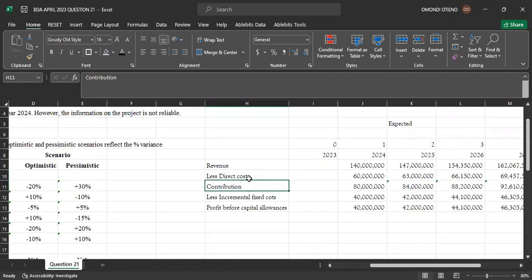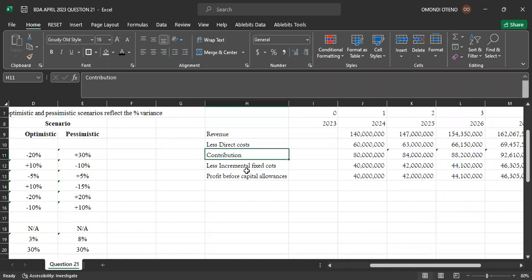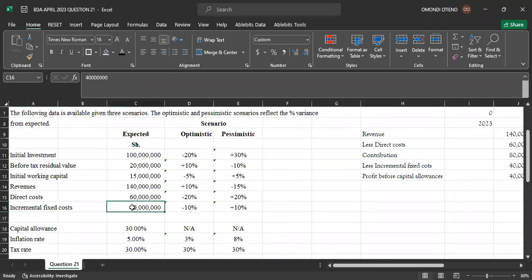For us to get contribution, we subtract the fixed cost, for us to get now profit before capital allowances, or profit before depreciation and taxes. Then less capital allowances, guiding on how to get incremental fixed cost. The incremental fixed cost is the same procedure that we have been doing up here. What we have been told is incremental fixed cost of 40 million for the first year, that is 2024.